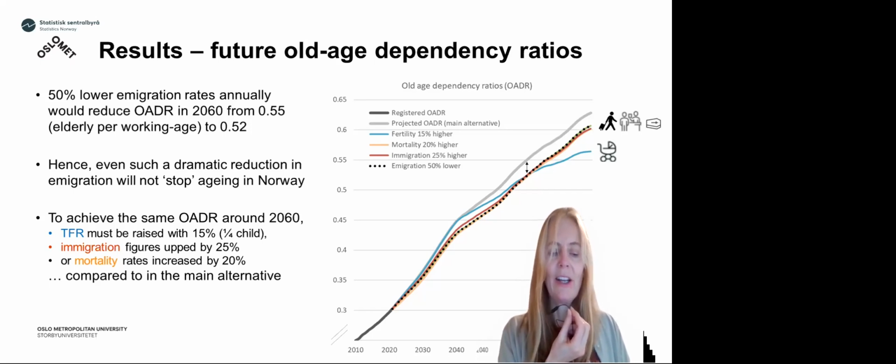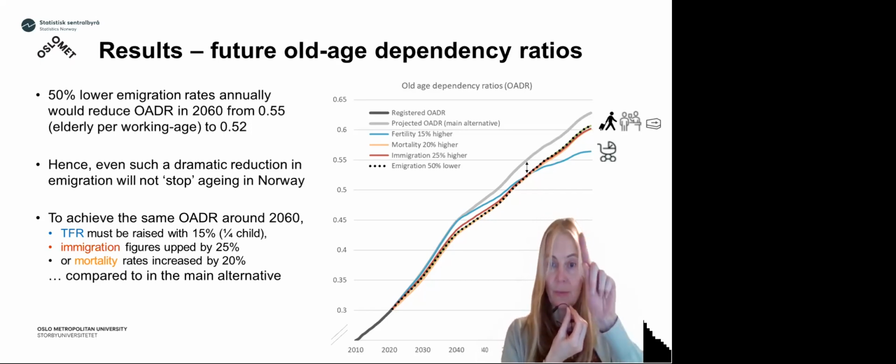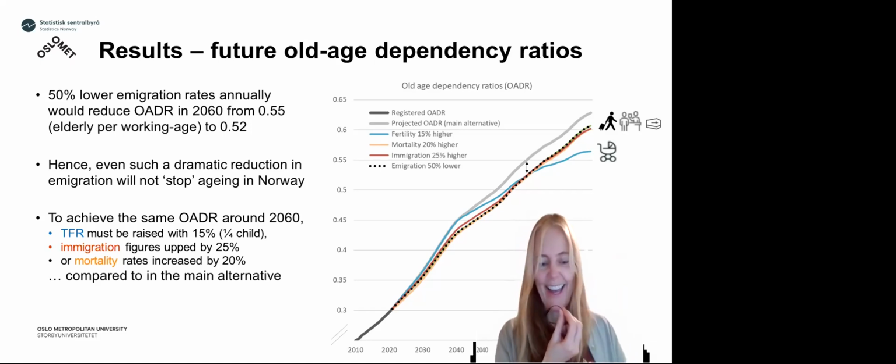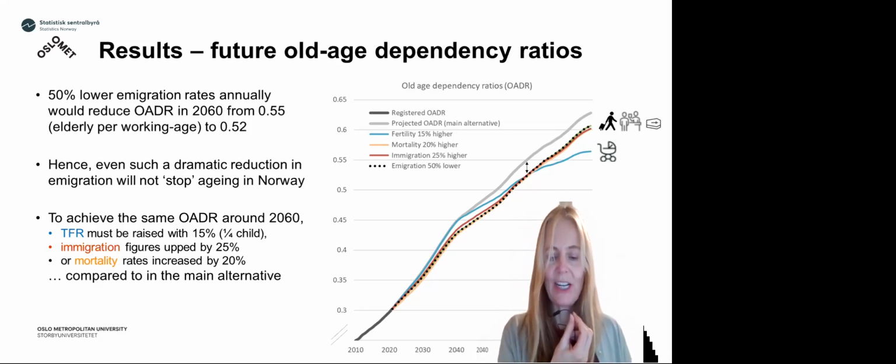The dotted black line shows what happens with the projected population if all emigration rates for all years are reduced by 50%. So in 2060, where you see a small arrow, the old age dependency ratio is reduced from 0.55 elderly per working age to 0.52. So the first takeaway point is that even such a dramatic reduction in emigration, which of course is purely hypothetical, will not stop aging in Norway. Although the dotted line is a bit lower than the gray line, the slope is still clearly increasing.